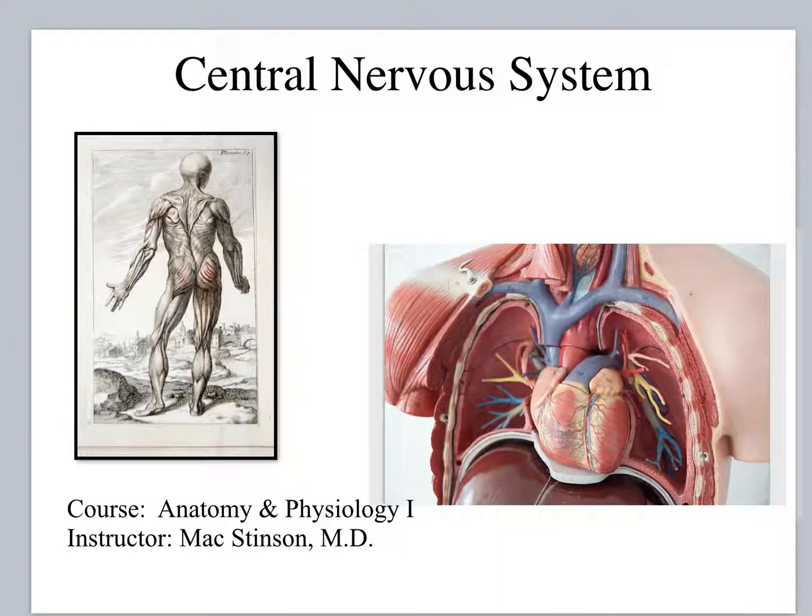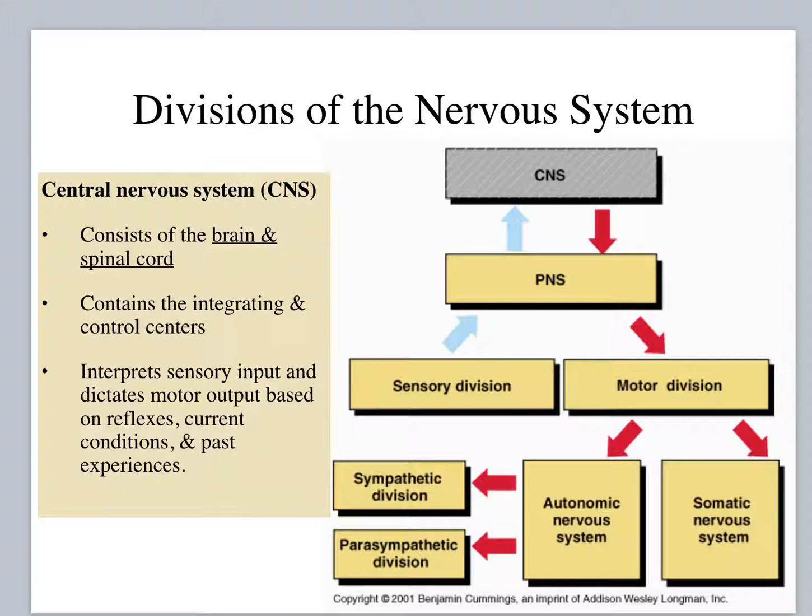This lecture is about the central nervous system. And of course, the central nervous system is mainly the brain and the spinal cord. The central nervous system is where all the control centers of the nervous system are located. The central nervous system interprets sensory data coming into the central nervous system and makes a decision about motor output based on reflexes, current conditions, and past experiences.